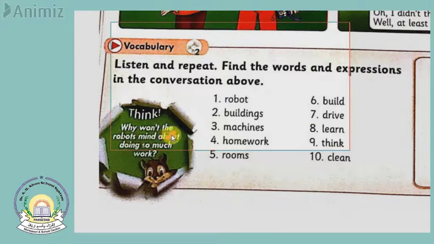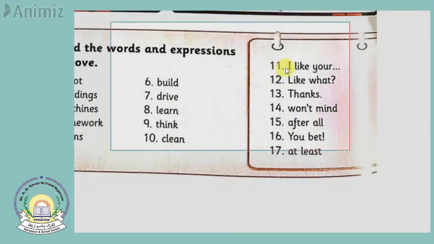why won't the robots mind about doing so much work? Okay, now we have read about it, so now you have to think and answer this question. You can write it down on your rough copies, you can write it down somewhere. This is your task. And if you don't know the meaning of all these words, you have to take a dictionary, find the meanings of these words, write them down, and learn them. Okay, and you have to complete these expressions.